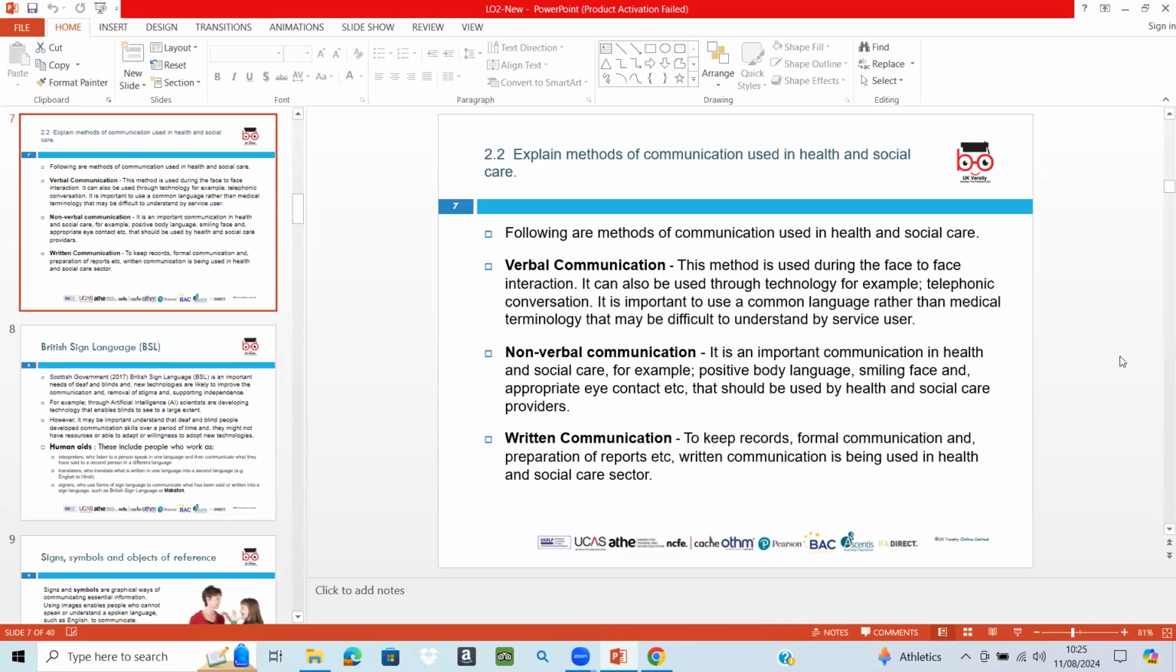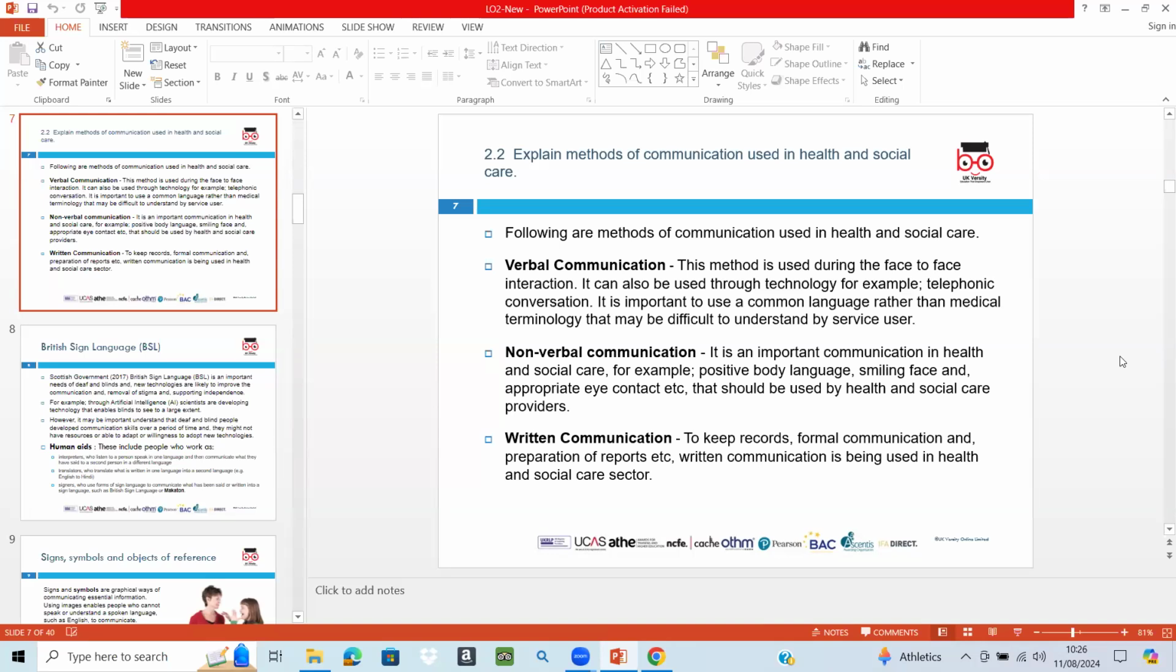So as I have given the example, if I say to a service user that your heart is not pumping as well as it should be, it is more understandable than if I say, for example, Mr. A, you have congestive heart failure. So these are the things we need to consider.